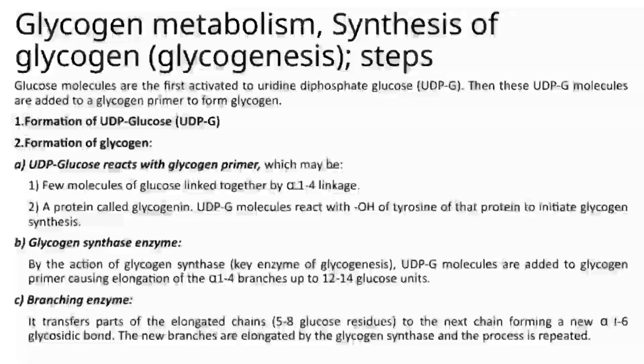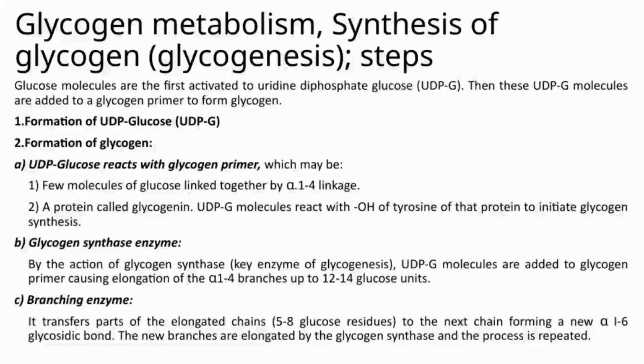the glycogen structure. This primer can be either a few glucose molecules linked together by alpha-1,4 bonds or a special protein called glycogenin. Glycogenin acts as a scaffold, and UDPG reacts with a tyrosine residue on glycogenin to kick off glycogen synthesis. The enzyme glycogen synthase plays a central role here. It facilitates the addition of UDPG to the primer, extending the glycogen chain by forming alpha-1,4 linkages. Typically, this process elongates the chain by about 12 to 14 glucose units.